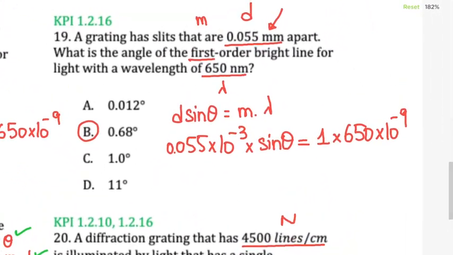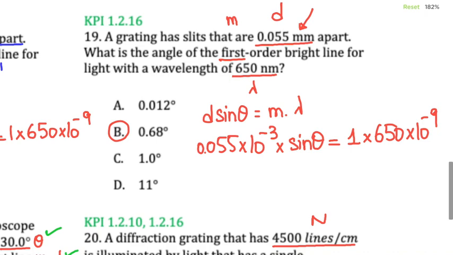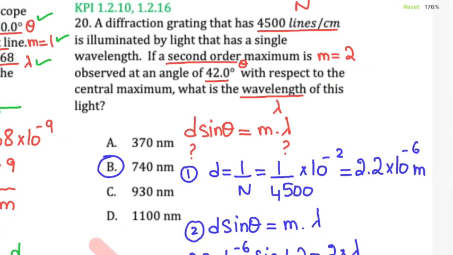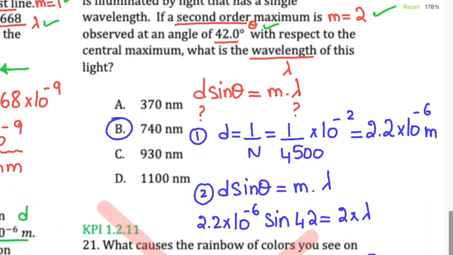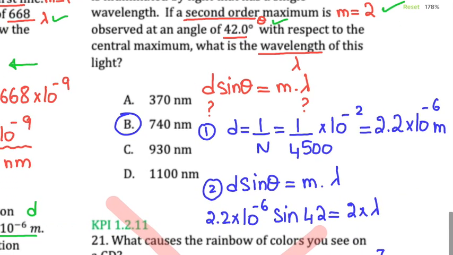Going to question 19, we have a grating that has slits that are, oh, we've done it. Question number 20. A diffraction grating that has 4,500 lines per centimeter is illuminated by light that has a single wavelength. A second order, this means m equals 2, and the angle is given. What is the wavelength? So we apply the equation of diffraction by grating, d sine theta equals m lambda. But first, before finding lambda, I need to figure out what d is.